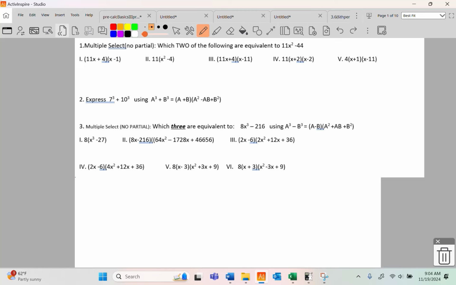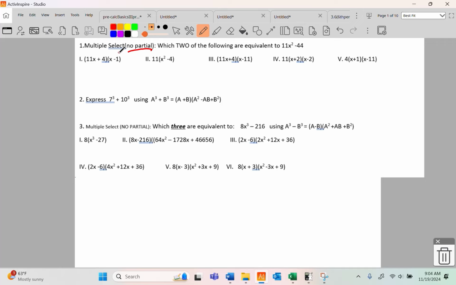Alright, so I did a bonus twin. It's actually an older test, but it lines up very well. I think it was actually a quiz. I don't think it was a full-blown test. So here's a multiple select, no partial. Which two of the following are equivalent to 11x squared minus 44?